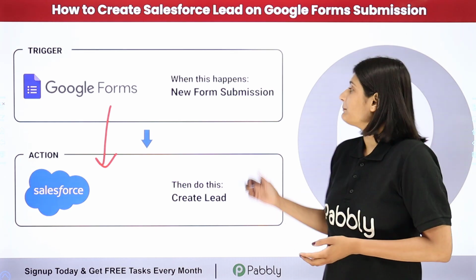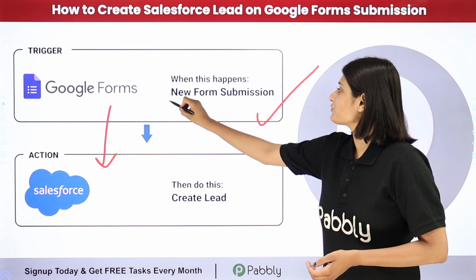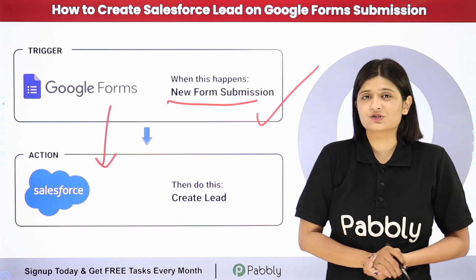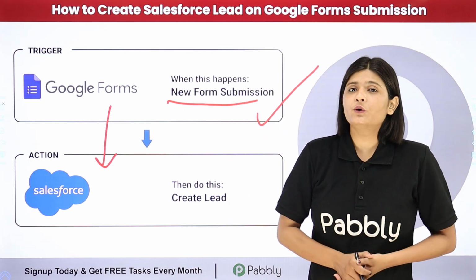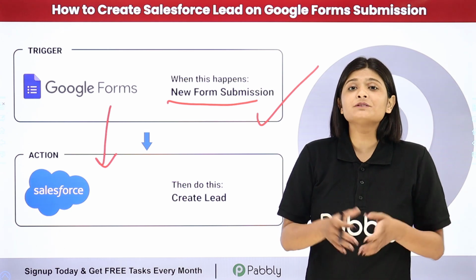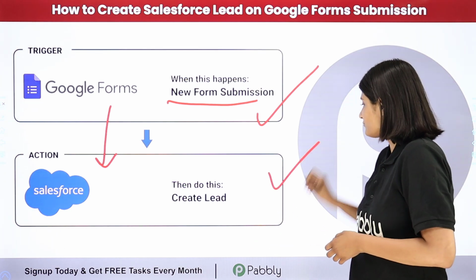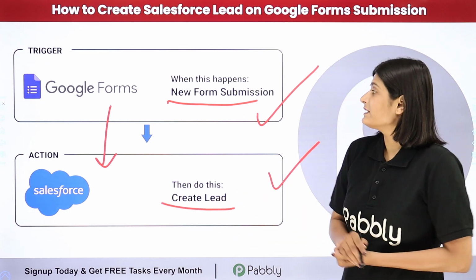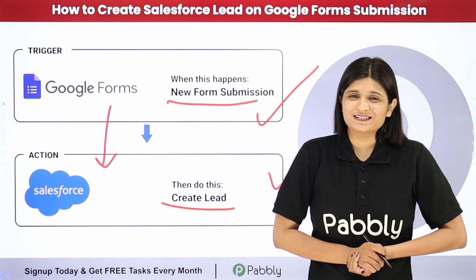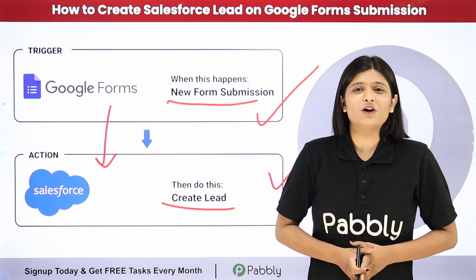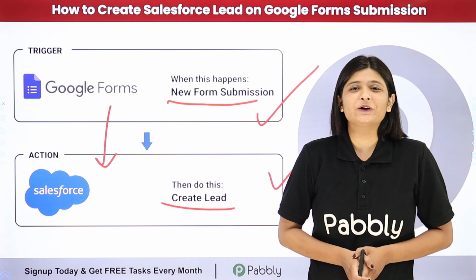Here, as my trigger application, I am going to take Google Forms, from where I will receive a new form submission, and this complete workflow will get triggered. And then in my action application, I am going to take Salesforce, where the lead will be created as soon as the form submission is received. If you want to learn this amazing automation step by step, then let me take you all to my screen.